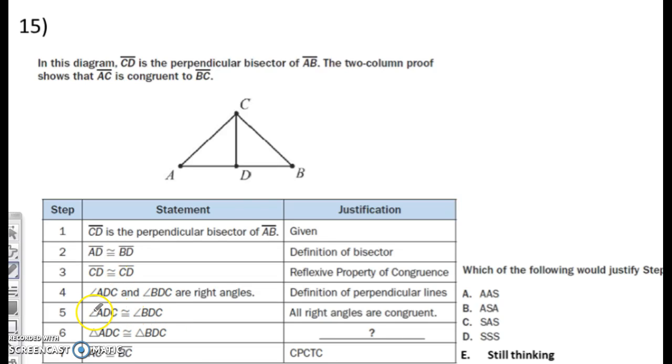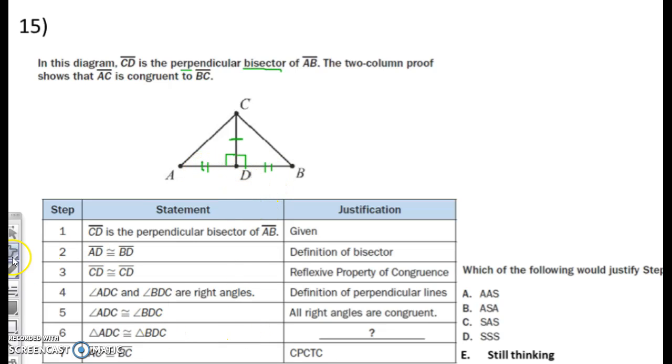So, angle ADC is congruent to BDC, and that's because they're both right angles. And then it says CD is congruent to CD, and that's the reflexive property. The same line is congruent to the same line. And then AD is congruent to BD, and that's because it said it was a perpendicular bisector, and a bisector means it splits it into two equal pieces.